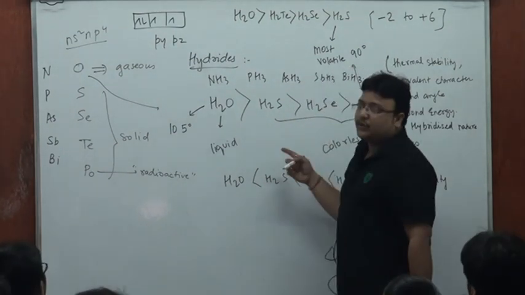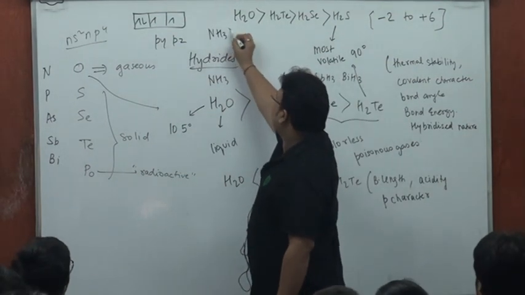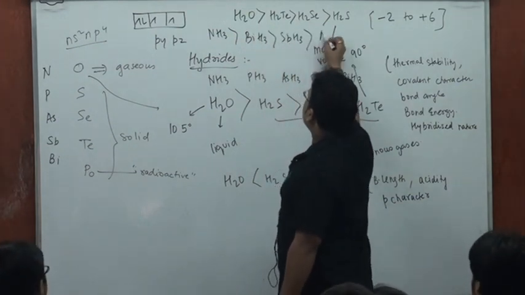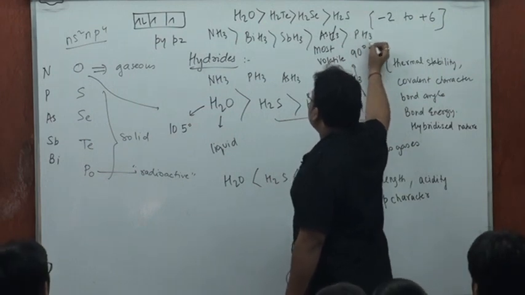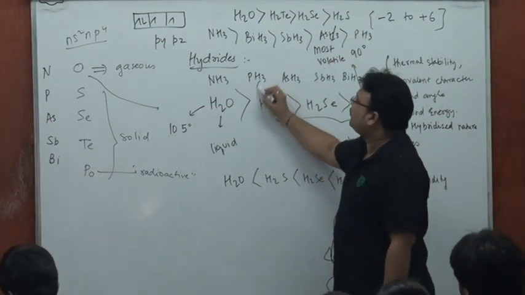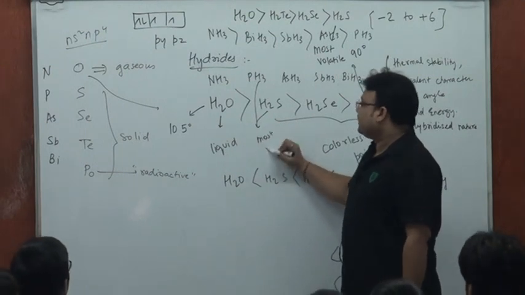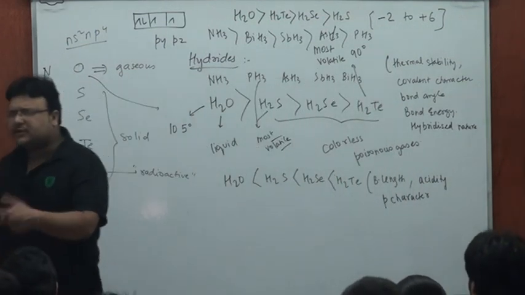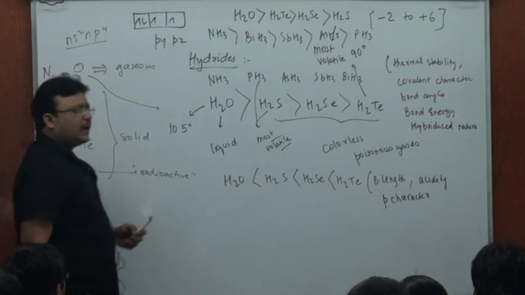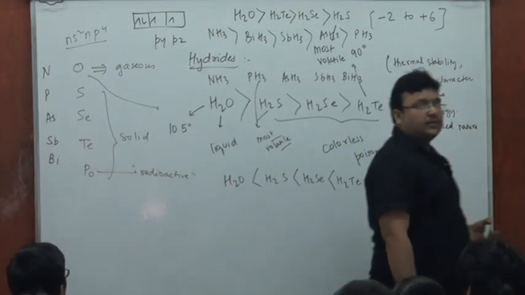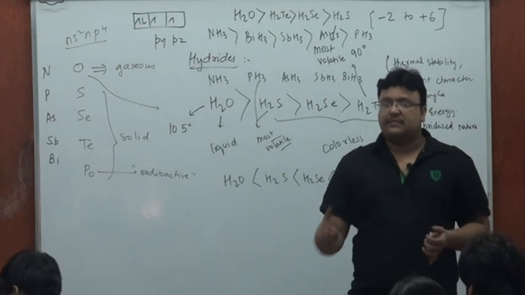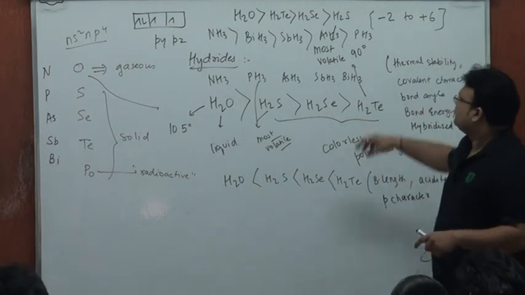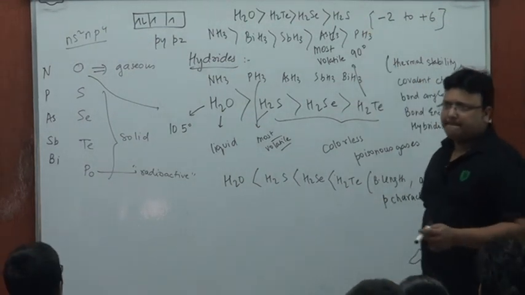The order of boiling point would be ammonia maximum because of hydrogen bonding, and then BiH3 more than stibine more than arsine more than phosphine, like H2S, PH3 would be most volatile. I repeat, the second hydride of the family, due to absence of hydrogen bonding and minimum van der Waals force, would eventually be the one with maximum volatility, minimum boiling point. I hope it's clear to all of you. Order of boiling point. Fine.